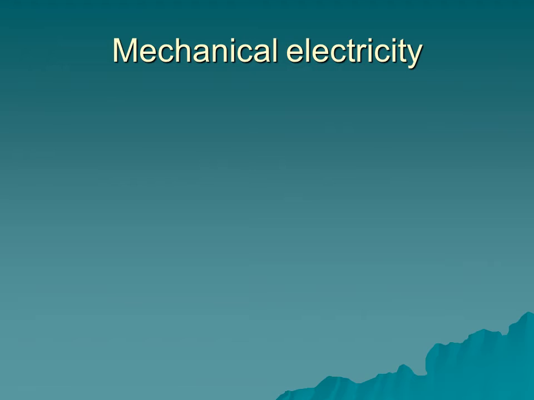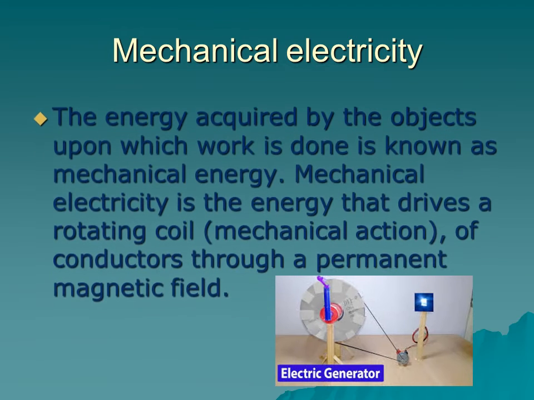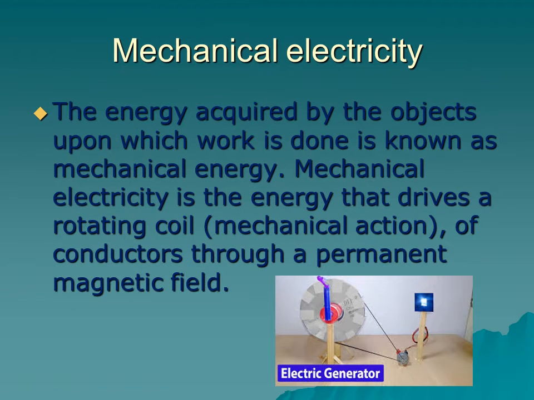Mechanical electricity. The energy acquired by the objects upon which work is done is known as mechanical energy. Mechanical electricity is the energy that drives a rotating coil of conductors, that's the mechanical action, through a permanent magnetic field.